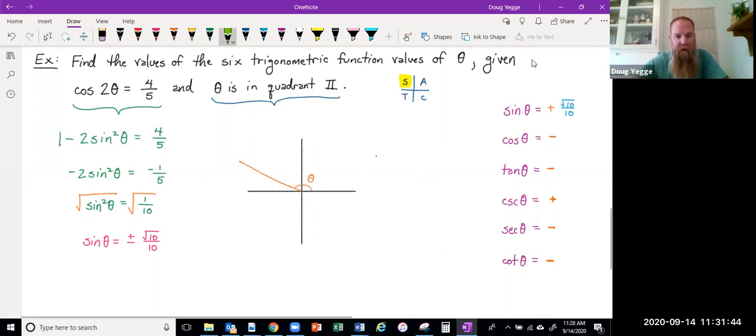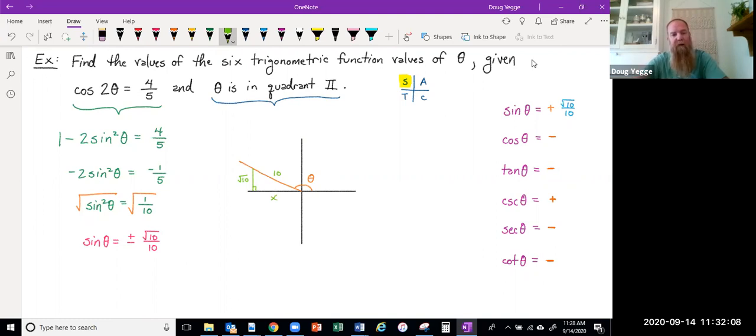And therefore, if we draw our triangle here, we know that the opposite side is root 10, while the hypotenuse is 10. And now we can find our information here. We can use the Pythagorean theorem in order to find x. And once we have that, we'll be able to find all 6 of our trigonometric functions.